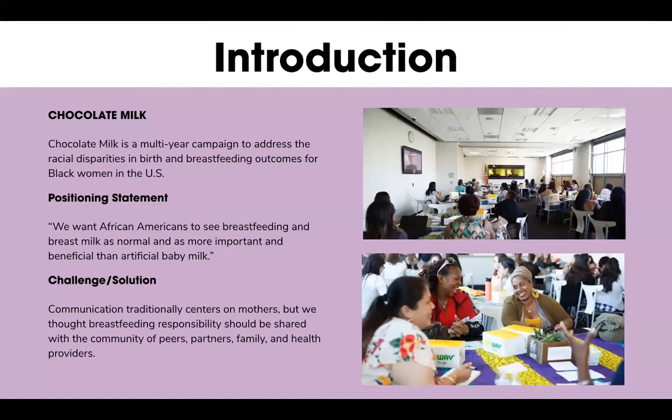So Chocolate Milk is a multi-year campaign to address the racial disparities in birth and breastfeeding outcomes for Black women in the US. Before I began the campaign, I drafted a positioning statement. A positioning statement is an internal tool that we use to define our target audience and the desired behavior that we would like them to adopt. This is commonly used in social marketing. My positioning statement was, we want African Americans to see breastfeeding and breast milk as normal and as more important and beneficial than artificial baby milk.